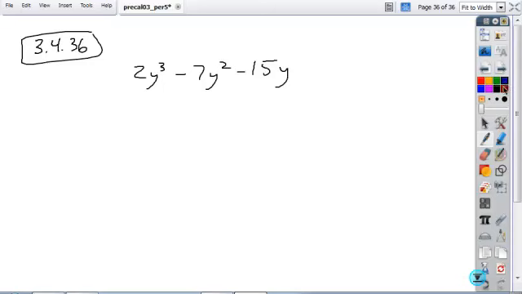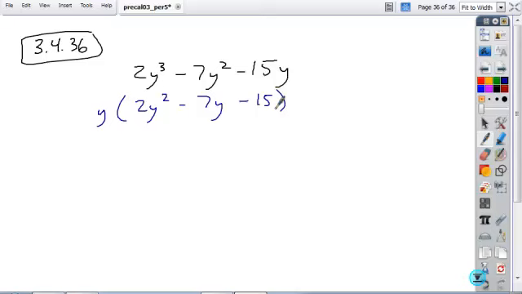The first thing in all of these problems, look to see can you remove any common factors. In this case, no numbers are common factors, but there is a common factor of variable. Each of these terms has a base y, so we take out the smallest power, which is 1, leaving 2y squared minus 7y minus 15. And so now you have your choice.